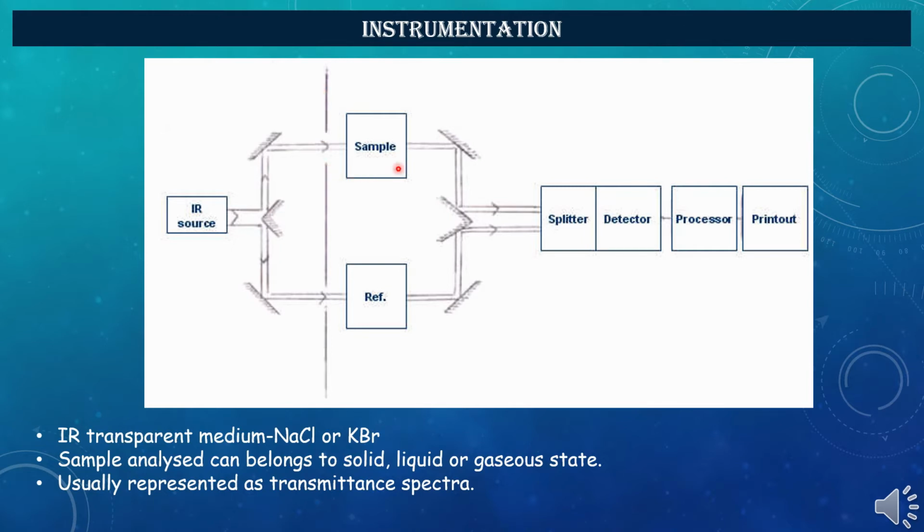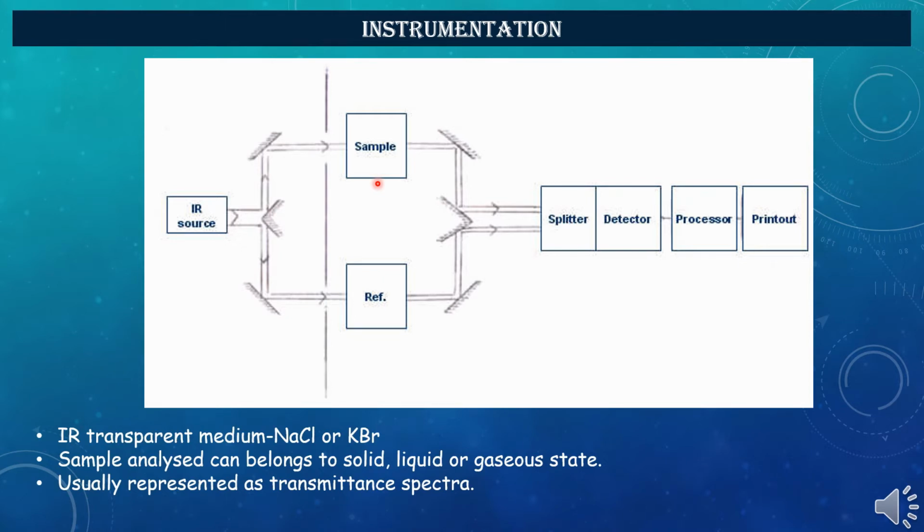Next, sample. Three states of sample, that is solid, liquid or gas, can be analyzed by IR spectroscopic method. For solid sample, the sample is usually ground very finely with KBr. As we know, KBr is transparent to IR radiation, or sometimes sample is ground with paraffin oil or Nujol to prepare a mull and then analyzed. In case of liquid sample, it is held between plates of polished mineral salt and analyzed.